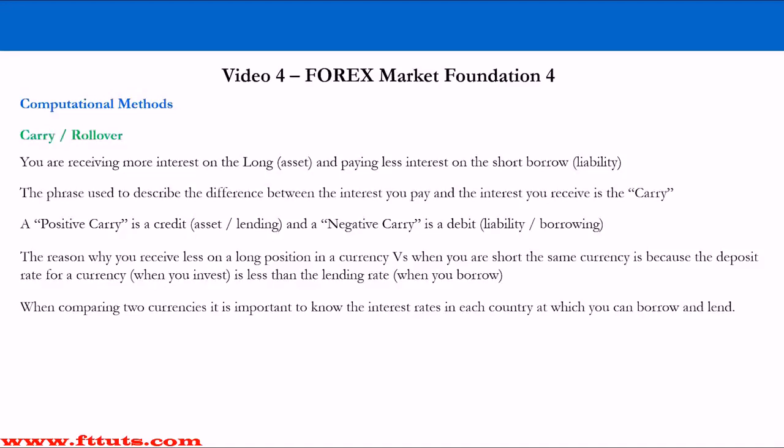So the phrase that we use, and this is where it comes from, the phrase that we use to describe the difference between what you're receiving and what you're paying out is the carry. And a positive carry is making money, so making a profit between the two. So the net effect is that you get a credit to your trading account. And a debit is termed a negative carry, so if you're basically paying out more on the short currency than you're receiving on the long currency.